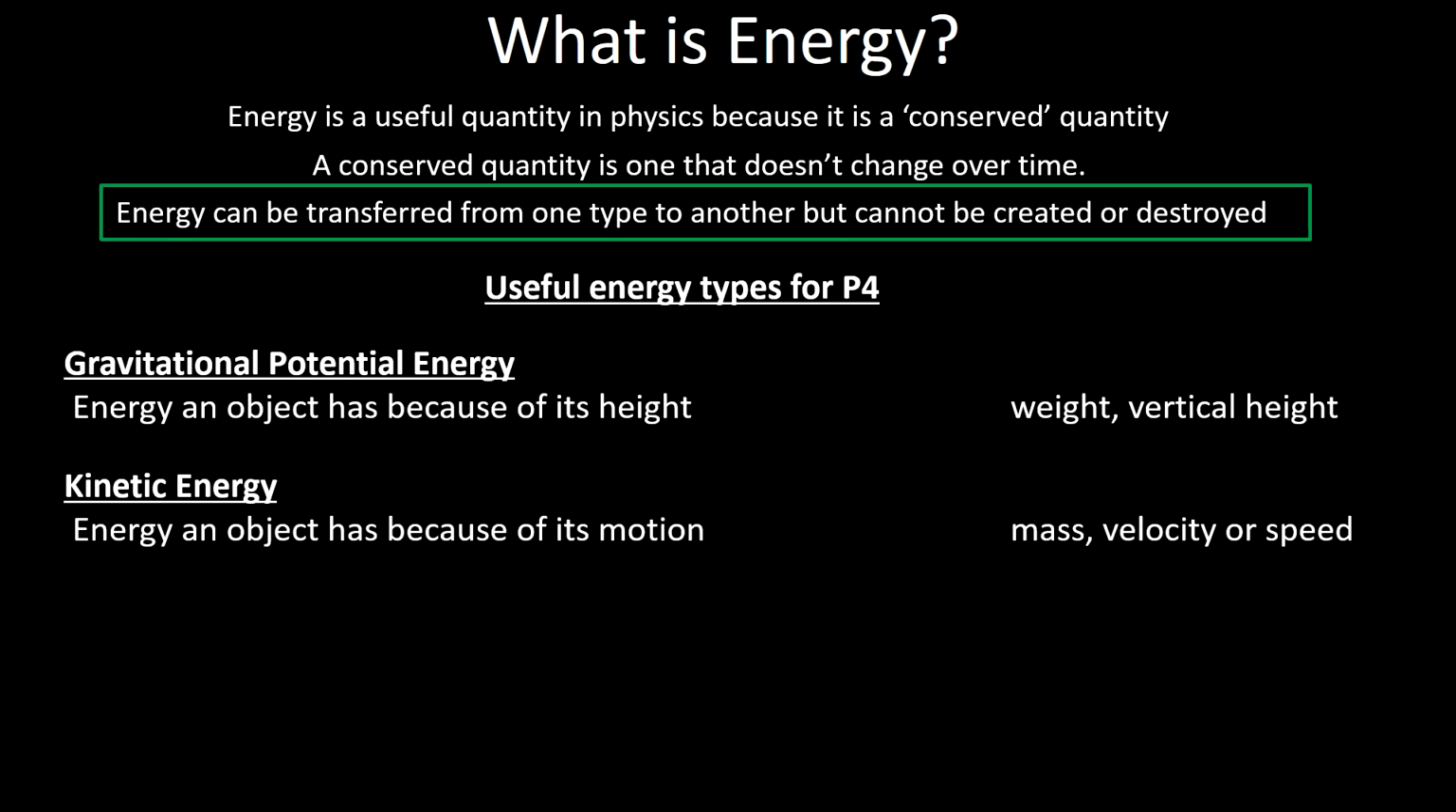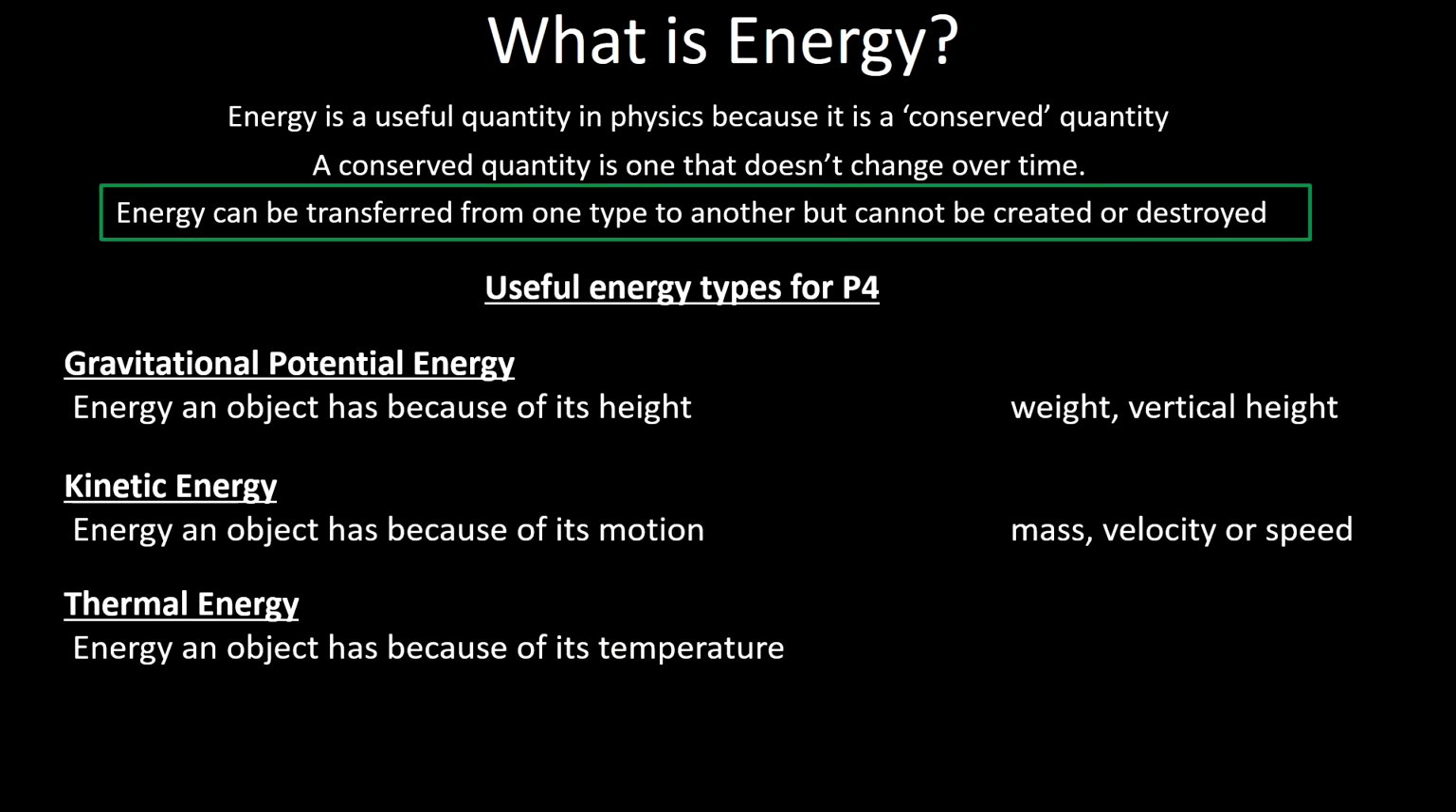The second one is kinetic energy, so that's the energy an object has because of its motion, because it's moving. And the two things that matter there are the mass of the object and the velocity or the speed. In the equation it says velocity, but actually because you're squaring the velocity, you can happily use speed when you're calculating kinetic energy and it will make no difference at all. So just bear that in mind.